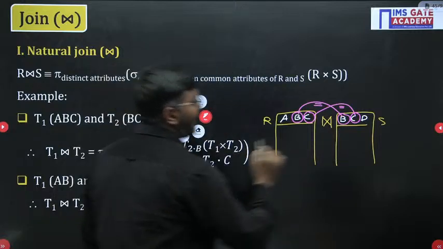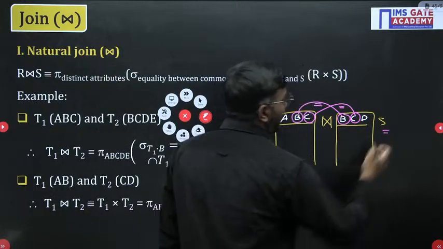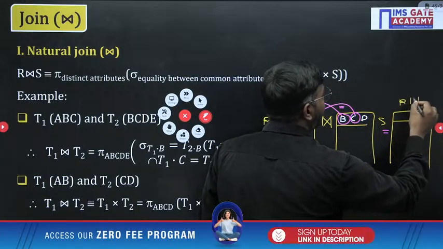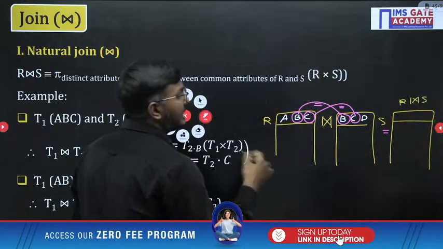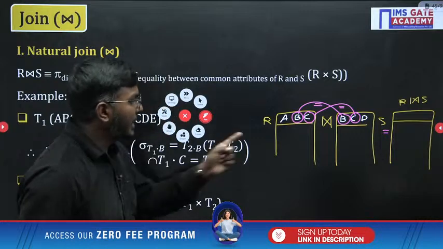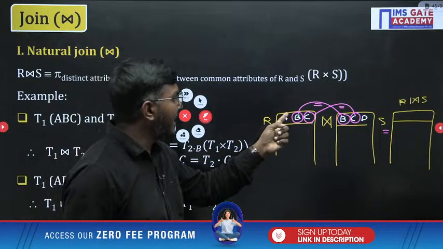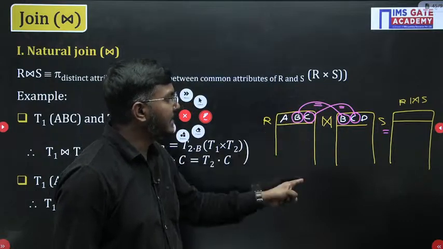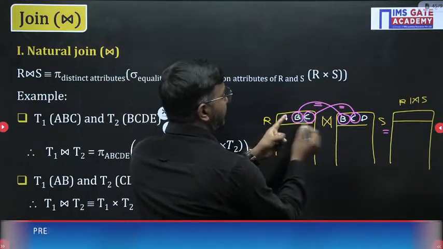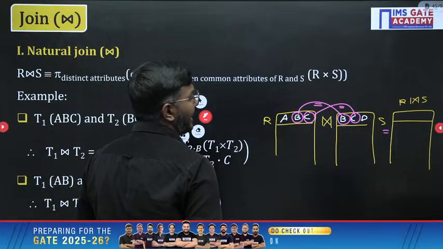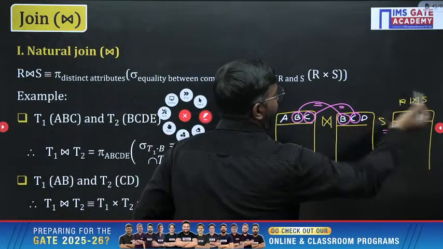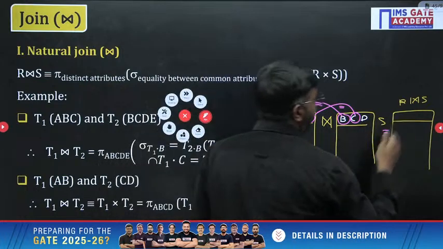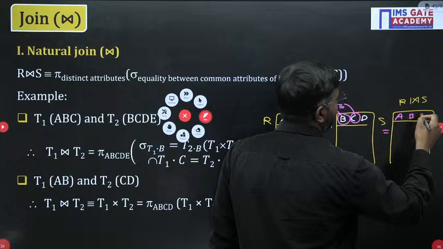Fine. And then finally the result will contain, see here, the R join S result will contain distinct attributes. Why? Because whenever we are comparing B equal to B, the B value will be the same, and the C value will be the same. That's why we are merging this B or C to make only a single attribute. So the result of R join S will have distinct attributes, like here A, B, C and D. So finally it will have A, B, C and D attributes.